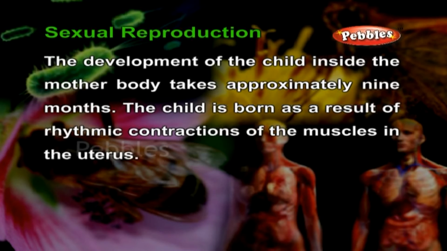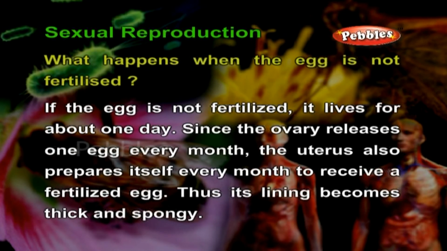The child is born as a result of rhythmic contractions of the muscles in the uterus. What happens when the egg is not fertilized? If the egg is not fertilized, it lives for about 1 day. Since the ovary releases 1 egg every month, the uterus also prepares itself every month to receive a fertilized egg.